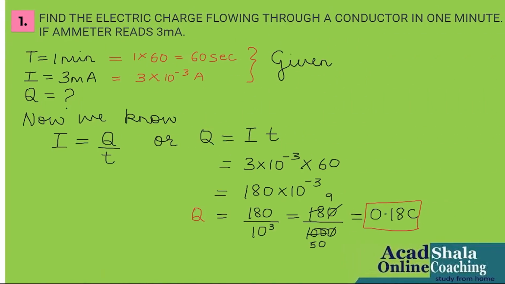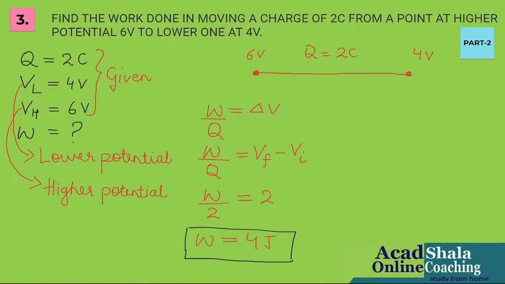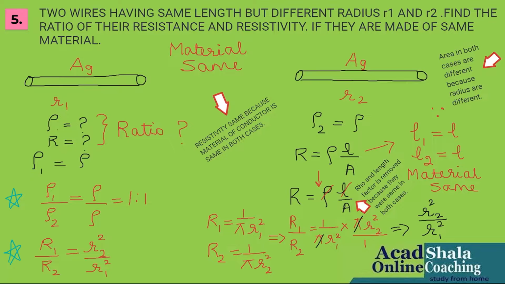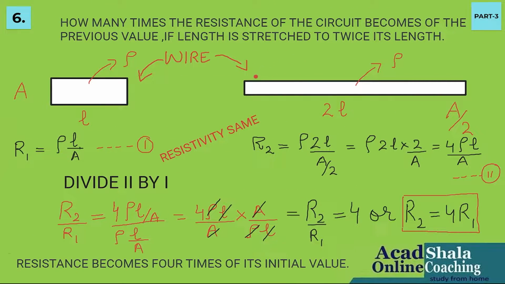We have already done the first 5 numericals in our previous videos. Today I will be doing numerical number 6. The numerical says: how many times the resistance of the circuit becomes of the previous value if length is stretched to twice its length? Students always understand the language of the numerical. It's better you should read twice.